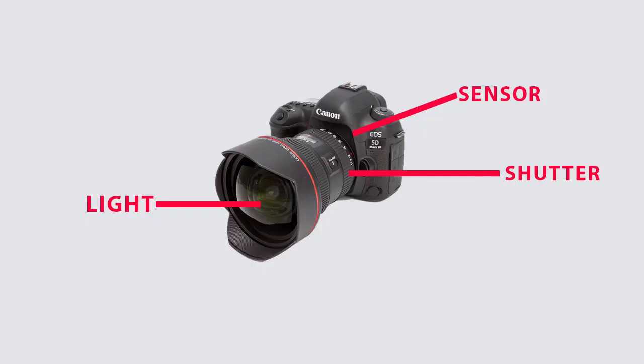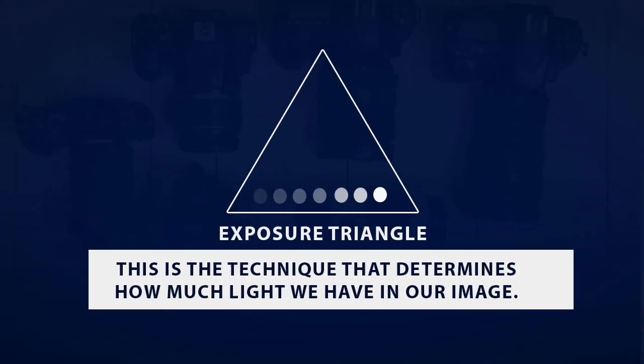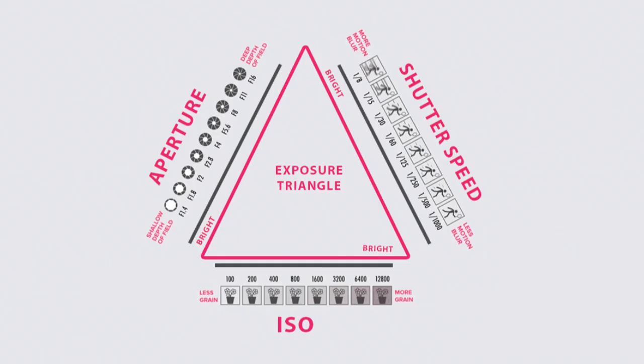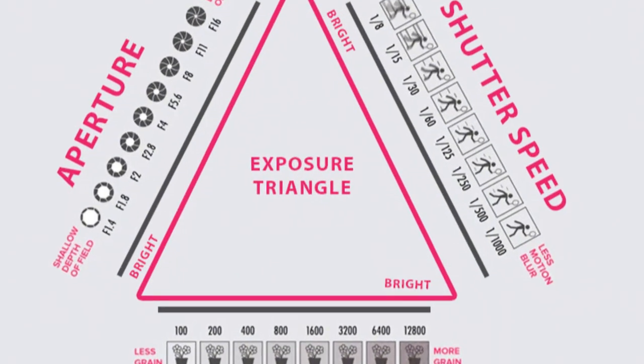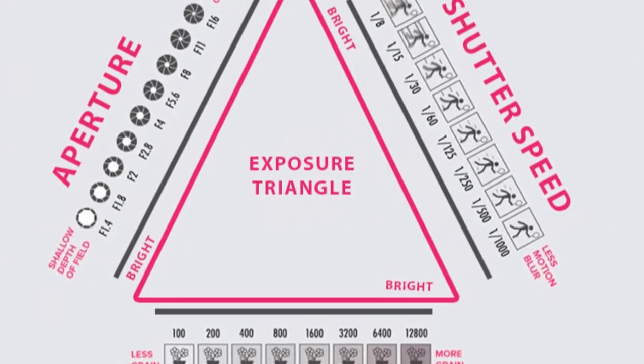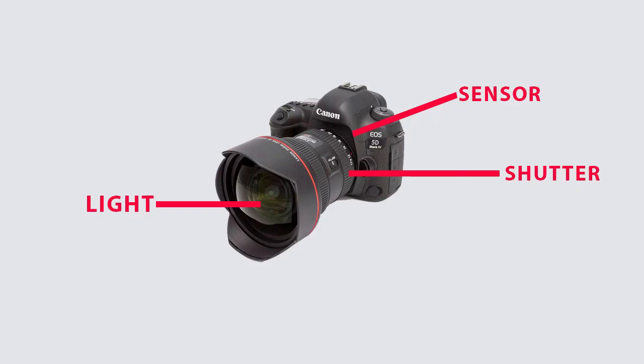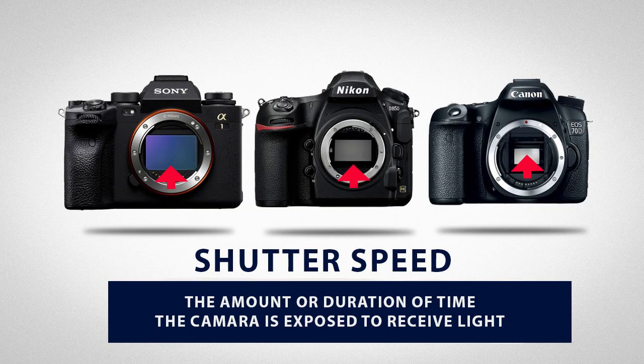Let's understand the concept of the exposure triangle. This is a technique that determines how much light we have in our images, and they are namely shutter speed, aperture, and ISO. So let's jump into the shutter speed. When you take a photo, light comes through the lens, hits the shutter, and then hits the sensor. This concept controls the amount of time your shutter is open.